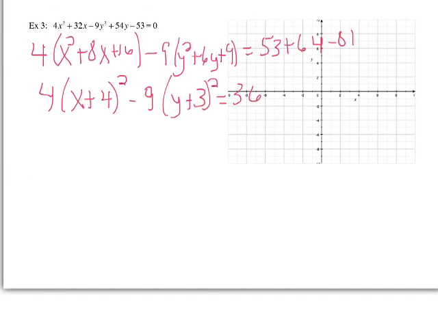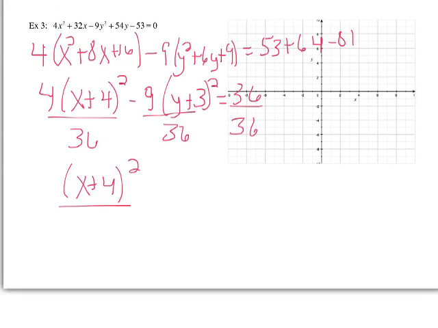36. So again, I'm going to divide everything by 36. And I'm going to end up with (x plus 4) squared over 9 minus 9, just kidding, minus (y plus 3) squared over 4 equals 1. Just kidding again. I keep doing that. Okay, because I factored out a -9, so be careful, don't make the same mistake as me. That should be a negative, that should be a negative, and that should be a negative.